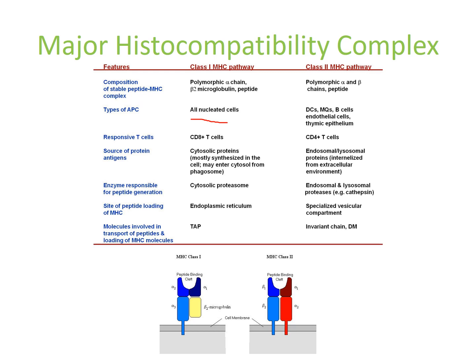Then class 2 is found on your immune cells. You can see DCs are dendritic cells, MQ is another antigen presenting cell, B cells, endothelial cells. So these are your antigen presenting, your immune cells. And what do they respond to? T cells, CD4 and CD8 positive T cells. CD8 responds to class 1, CD4 responds to class 2.